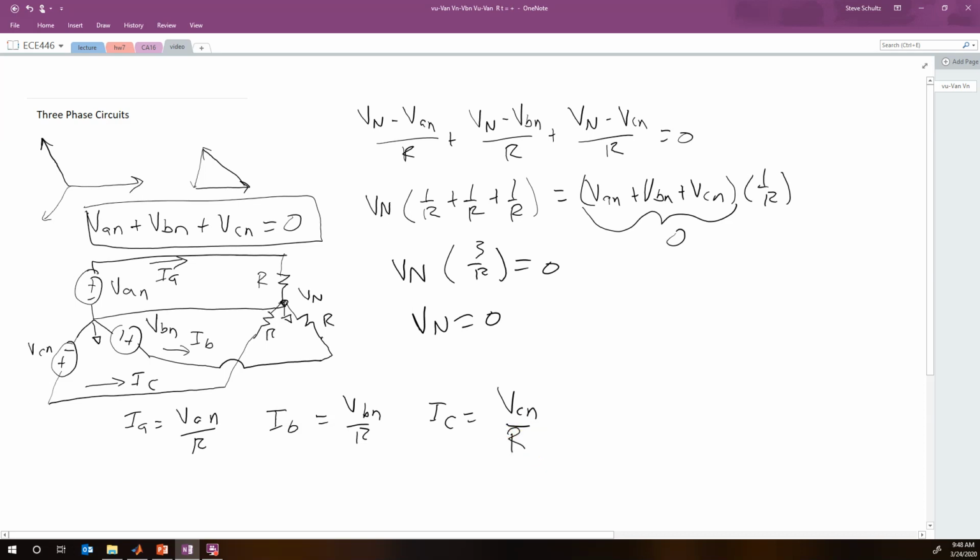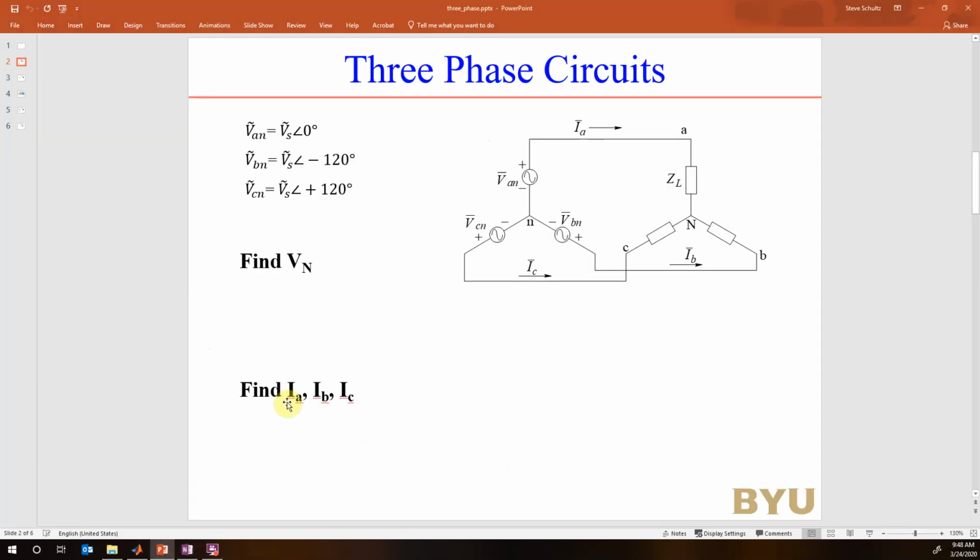Now this is all valid as long as we have a balanced load. So all of these loads have to be the same, and all of these voltage sources have to have the same magnitude and be shifted by 120 degrees. Okay, so that is our basic three-phase circuit.